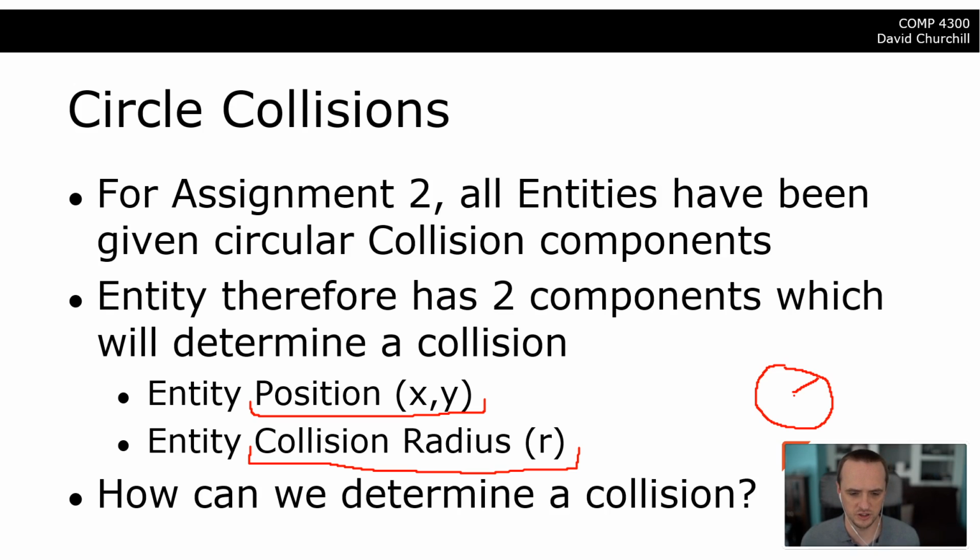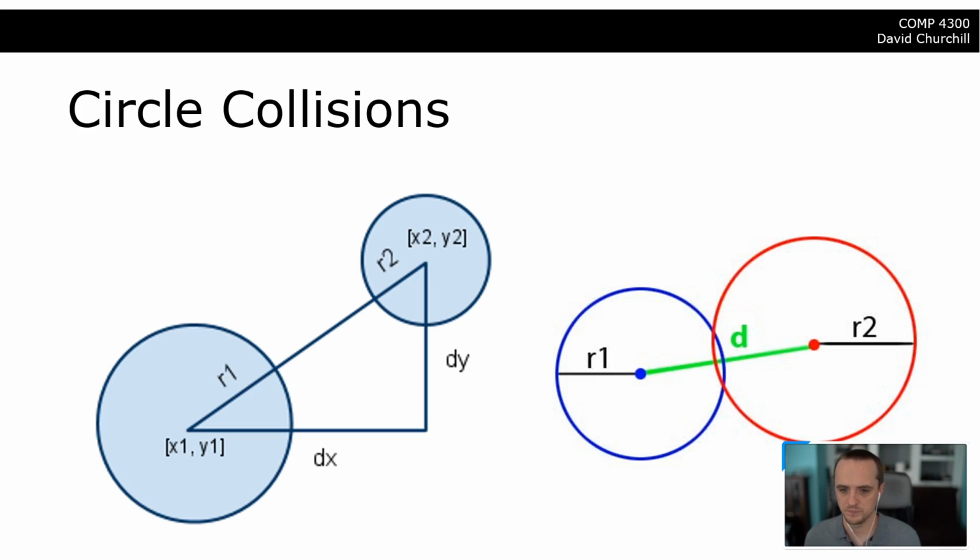So how can we determine a collision? And I'm sure everyone out there could figure this out if they wanted to. I just want to give this to you in case you're struggling a bit with the math. So here we have a case where we have one entity, which is down here at position x1, y1. And this entity has a collision radius of r1.